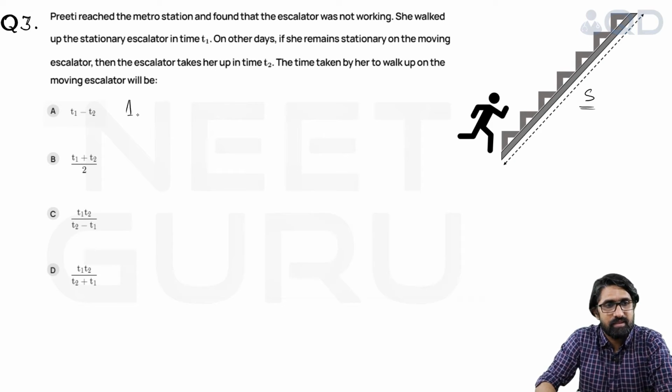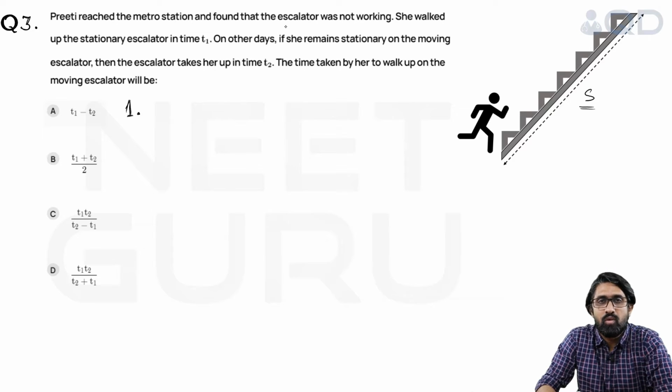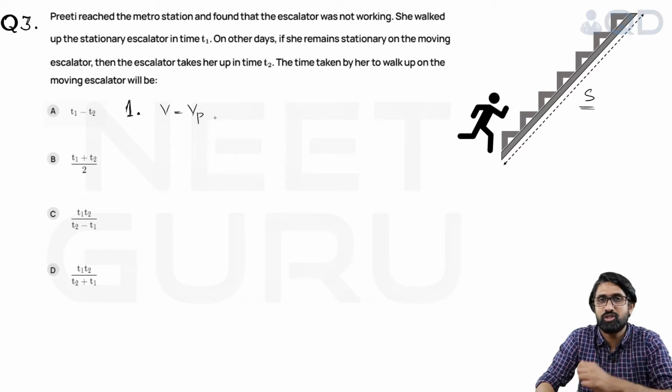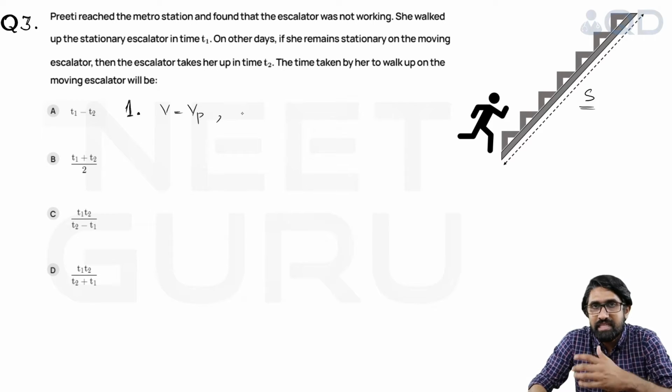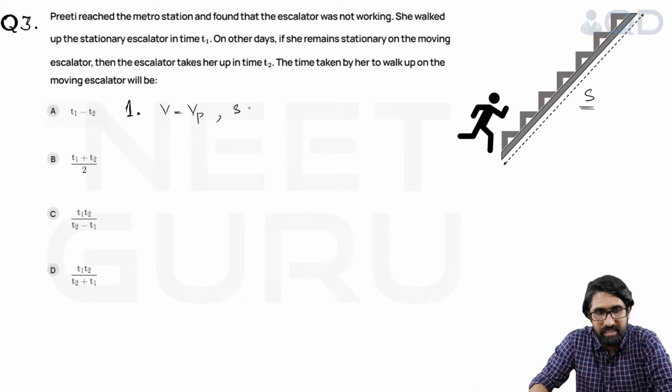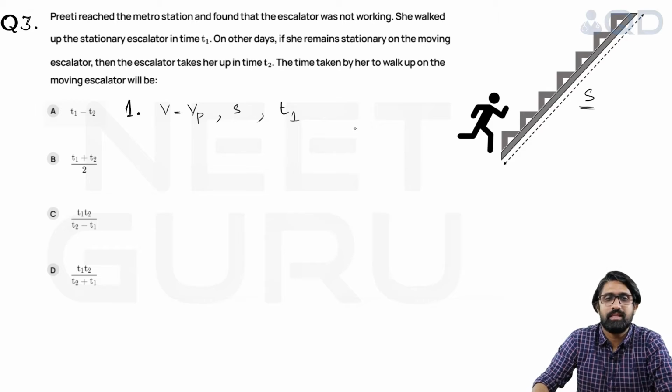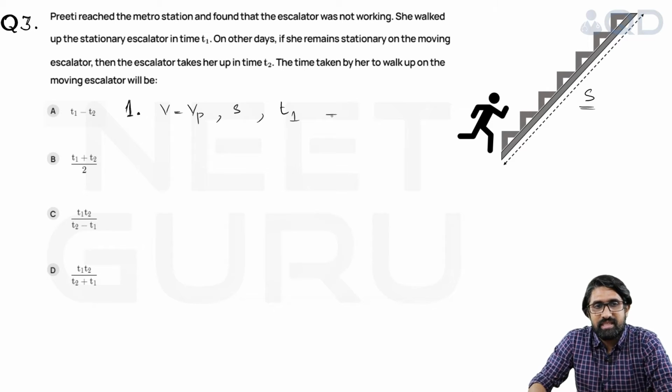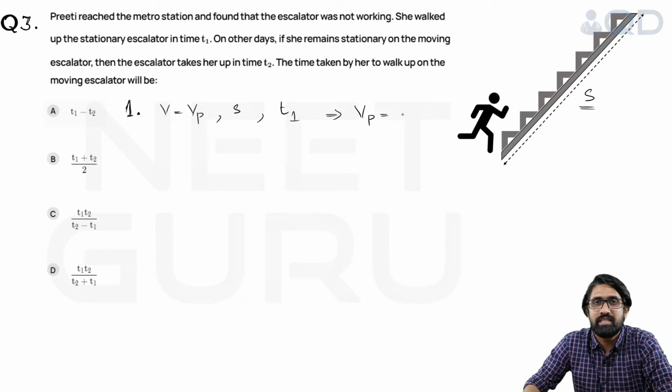In the first case, it is mentioned that Preeti walks up on a stationary escalator. The escalator is not working. In that case, the velocity with which she is traveling will be Vp, velocity of Preeti. And the distance that she has to travel is s, the length of the escalator. And that happens in time t1, that is given in the question. So from this data, we can say that Vp, velocity of Preeti, will be equal to distance by time, that is s by t1.